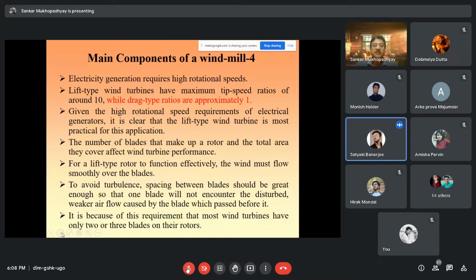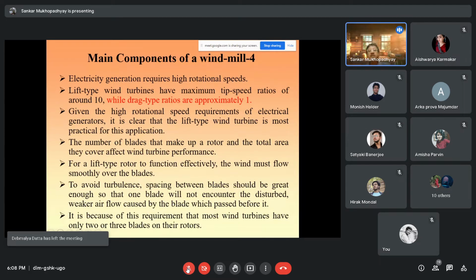Understood, sir. Electricity generation requires high rotational speeds, that we have understood. Lift type wind turbines have maximum tip speed ratios of around 10, while drag type ratios are approximately 1.